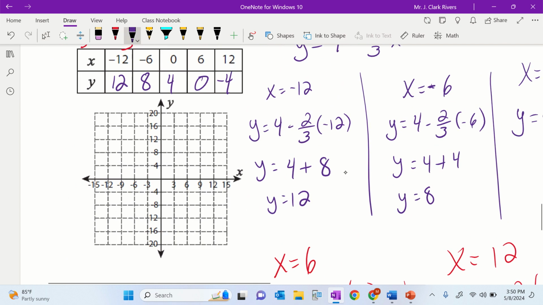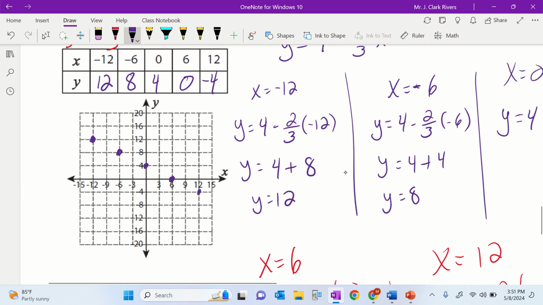We got negative 12, positive 12, that's right here. We got negative 6, 8, that's right there. We got 0, 4. It should be a line. 6, 0, yep. 12, negative 4, yep. Connect the dots to make your line.